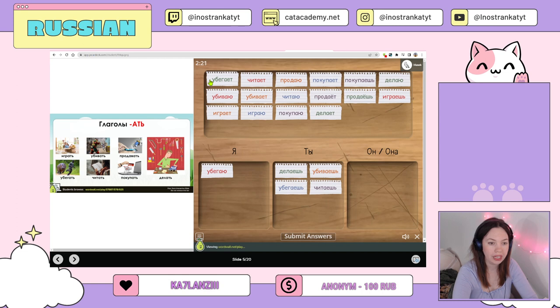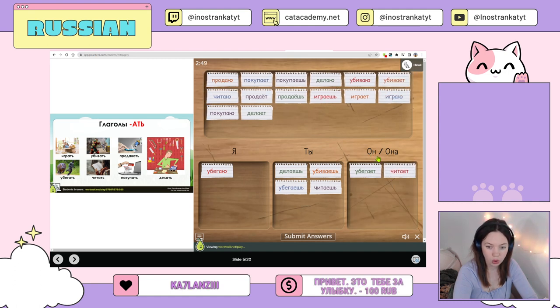Next one, убегает. If we look at я, the words end with -ю. With ты, they end with -ешь. So probably it should be the final column. Он убегает, она убегает. He is running away, she is running away. Читает. Again here, reading. Он читает, he is reading. Она читает, she is reading.